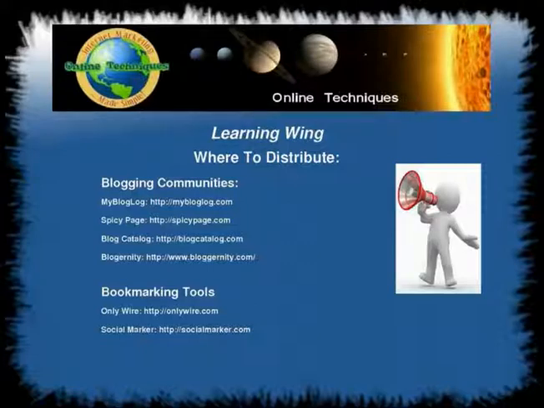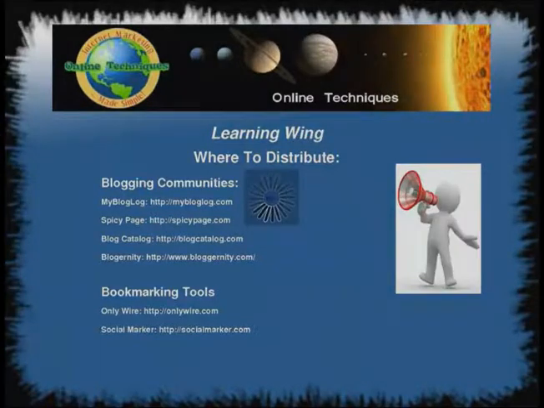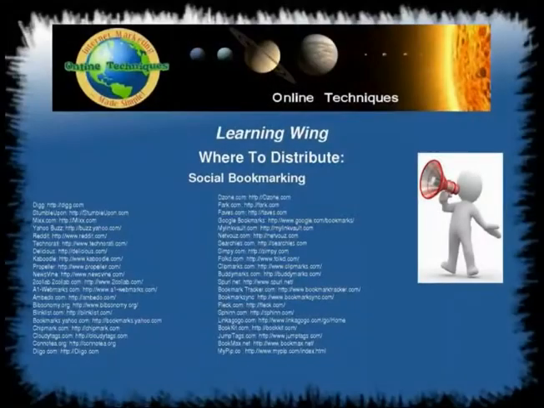Social Marker is another place where you can take a link. You have to go to them online, socialmarker.com. And you can put a link into a blog post, write a blurb, and boop, it gets distributed all over the place. So those are some really good tools. Don't worry about these on the screen because you can get them in the document.